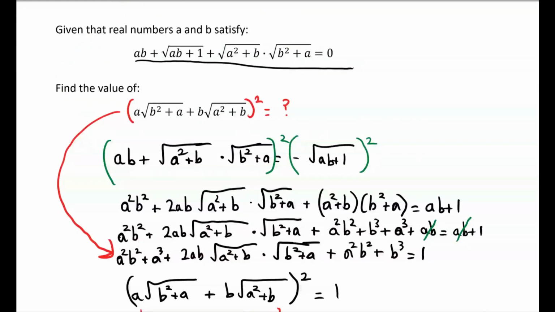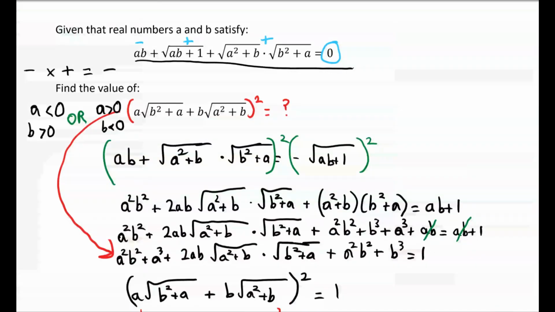But which one? Well, in order to figure it out, let's take a look at the original equation we were given. So this term is obviously going to be positive, and so is this term, because they're all square roots. But the expression is equal to 0, which means this must be negative. Now, if the product of two numbers is negative, one of them is negative and one of them is positive, because a negative multiplied by a positive will give us a negative. So this means that either a is negative and b is positive, or a is positive and b is negative. Now, since both expressions are symmetrical about a and b, it doesn't really matter which case we choose. So let's just assume that a is positive and b is negative.